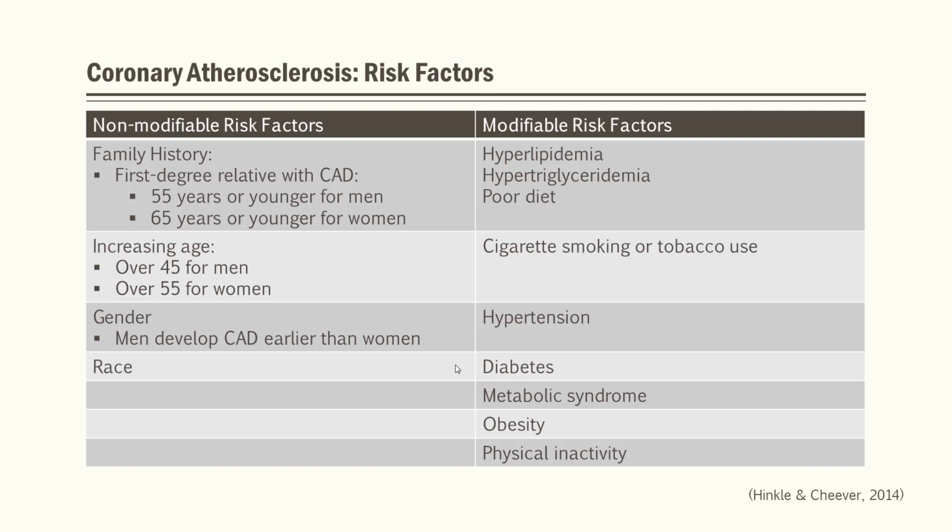This is different from having a relative. This is everybody, as we get older, being at more risk. So obviously the men are at risk earlier, and they develop it about 10 years earlier than women do, because women are kind of protected by the estrogen that they produce until they go through menopause. And then we've already talked about race.